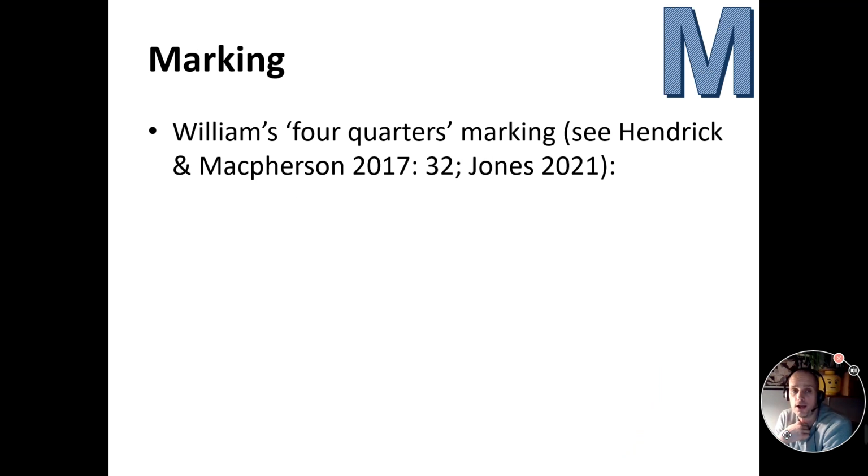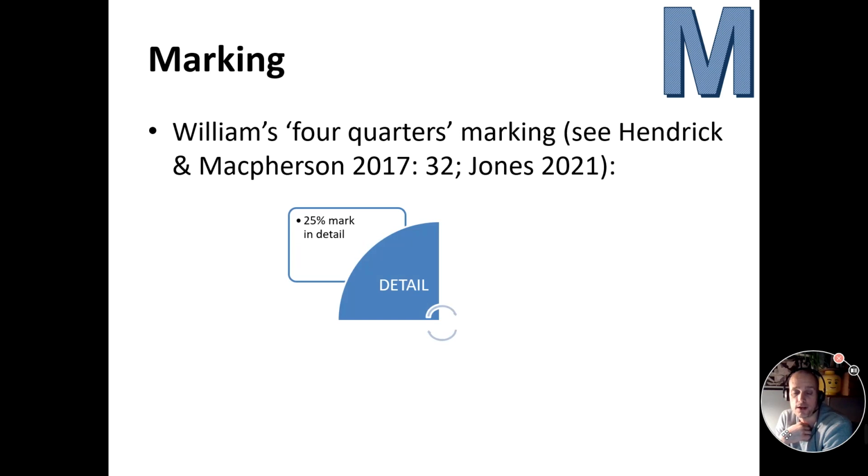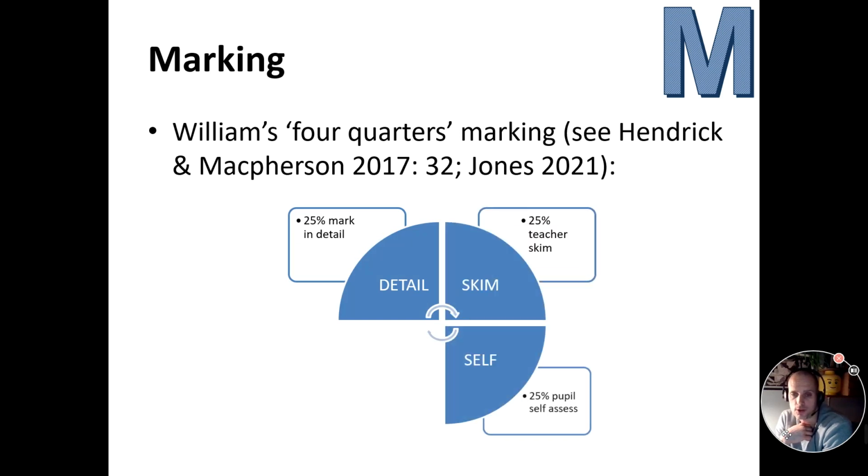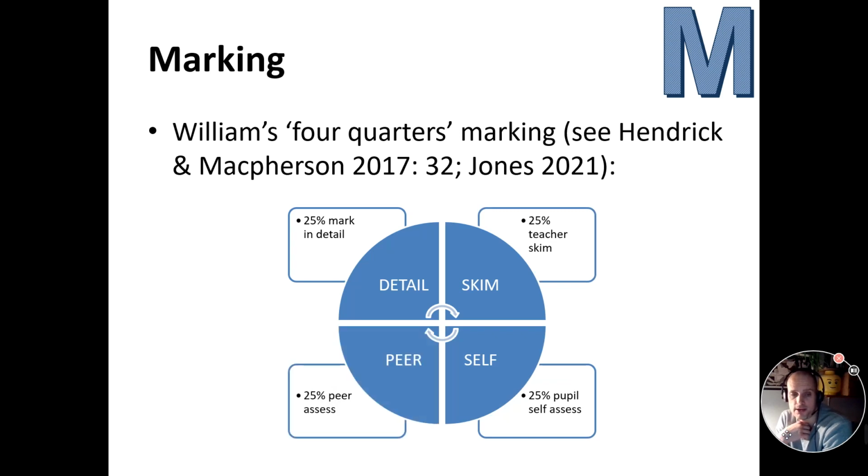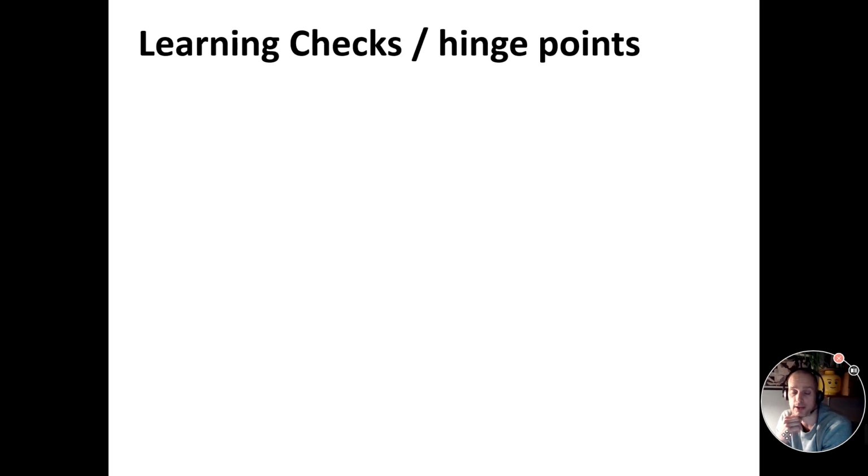I really like Dylan William, and I've misspelt his name there, sorry. His four quarters marking approach does what it says on the tin. You mark a quarter of the work in detail. A quarter you skim mark. A quarter is self-assessed by pupils, and a quarter is peer assessed by pupils. Both of those, obviously, with oversight from teachers, but that's certainly a really nice way to avoid overload in terms of marking and feeding back.